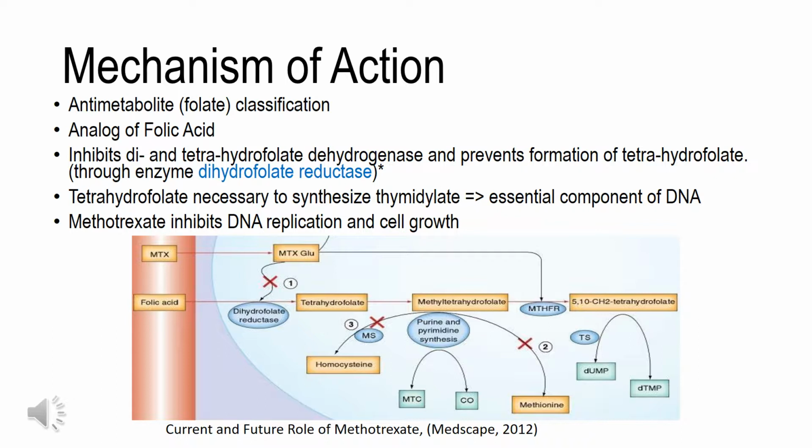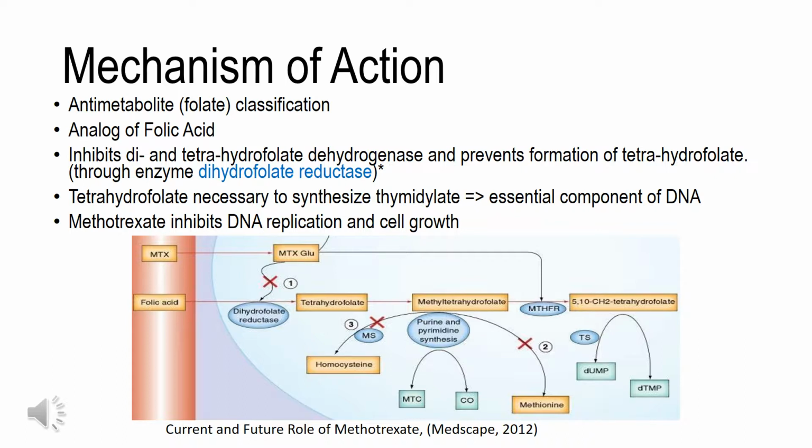So since I mentioned methotrexate was an antimetabolite, it interferes with folic acid, making it an analog of folic acid. Folate was discovered to be vital to many cellular processes, and methotrexate behaves to disrupt this. The end result is impaired DNA synthesis in the S phase of a cell cycle. The main enzyme of importance here is dihydrofolate reductase. It inhibits both di- and tetrahydrofolate dehydrogenase to prevent the formation of tetrahydrofolate.